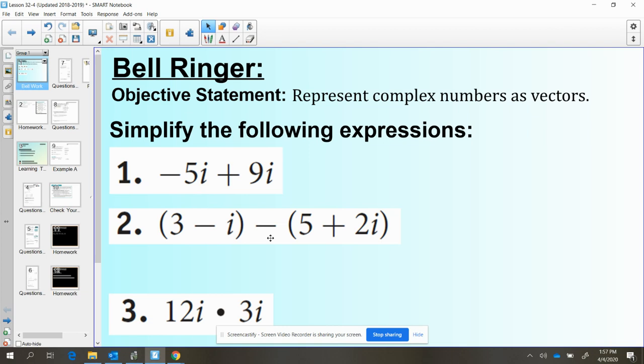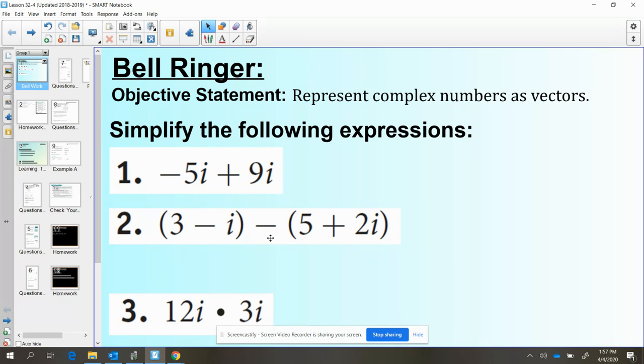Everybody. Today we're going to focus on talking about not only vectors, but more importantly today we're going to focus on complex numbers that can be represented as vectors. So as a little bell ringer warm-up today, what we're going to do first is take a moment to answer 1, 2, and 3 by simplifying the following complex expressions.